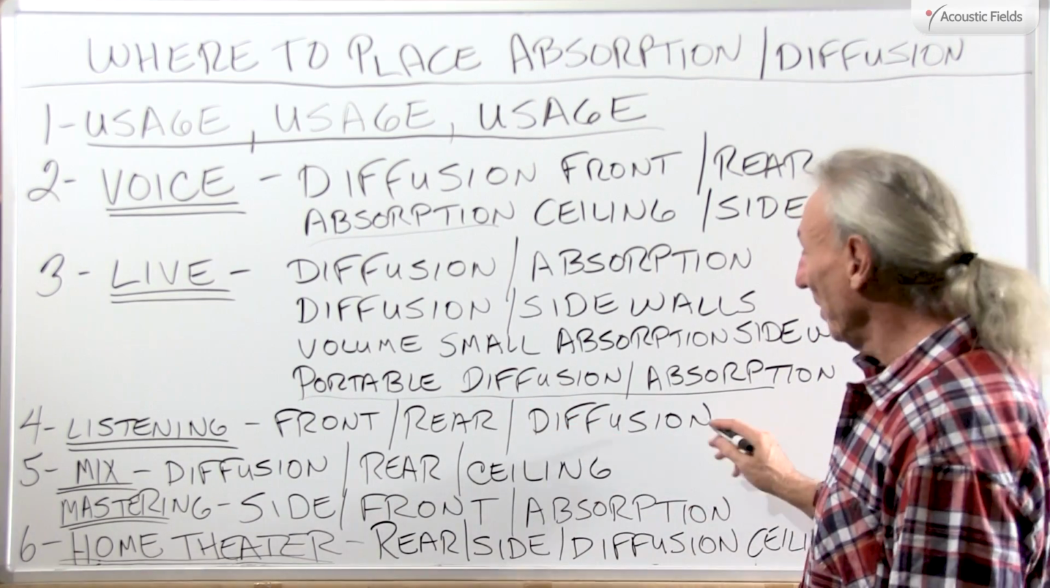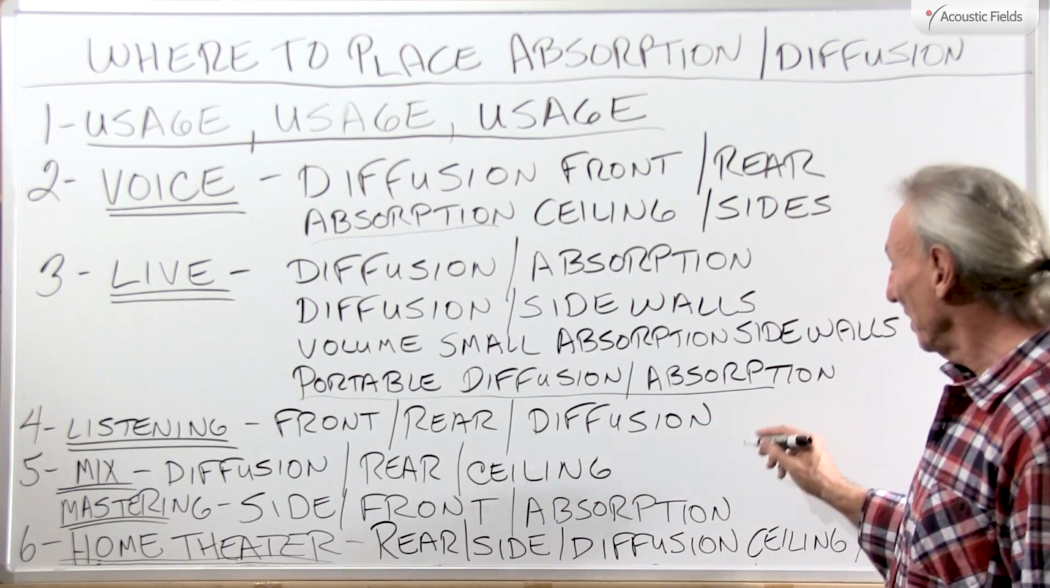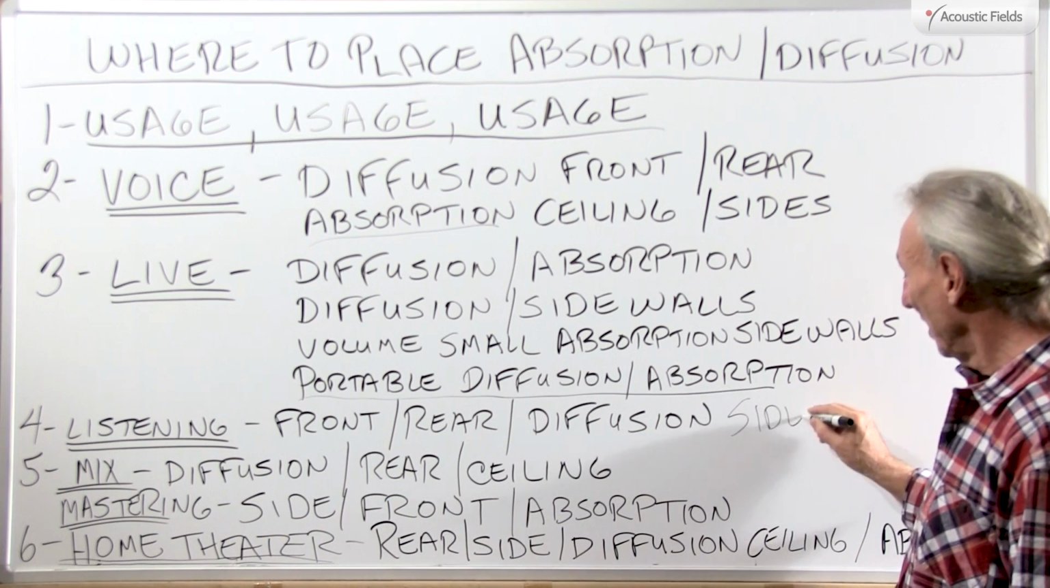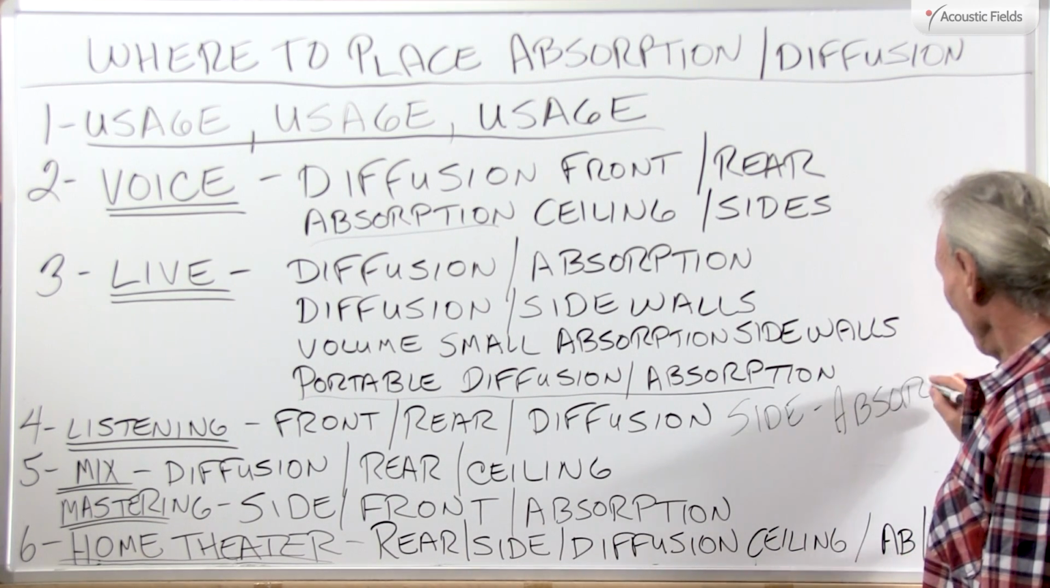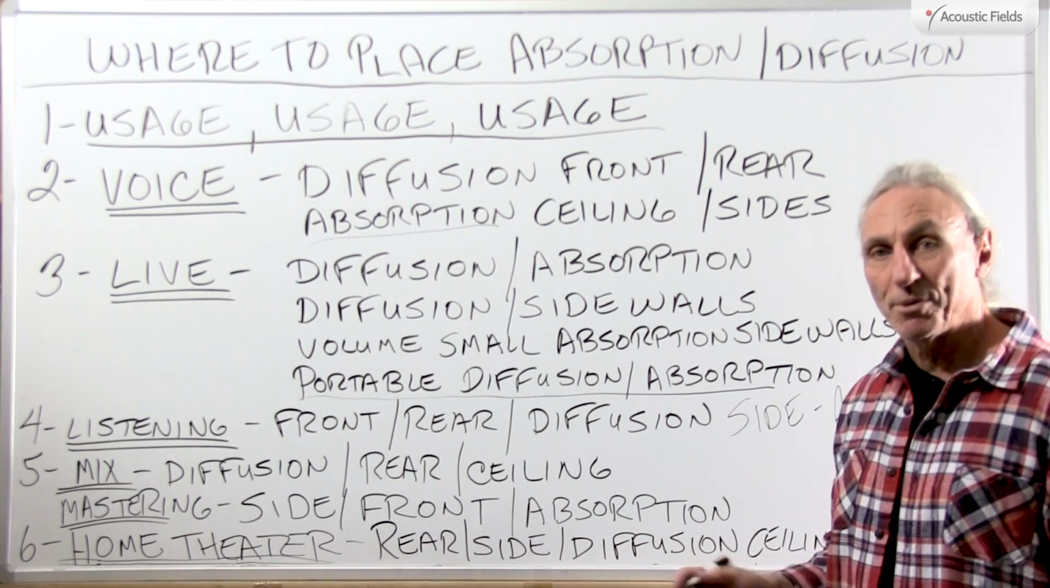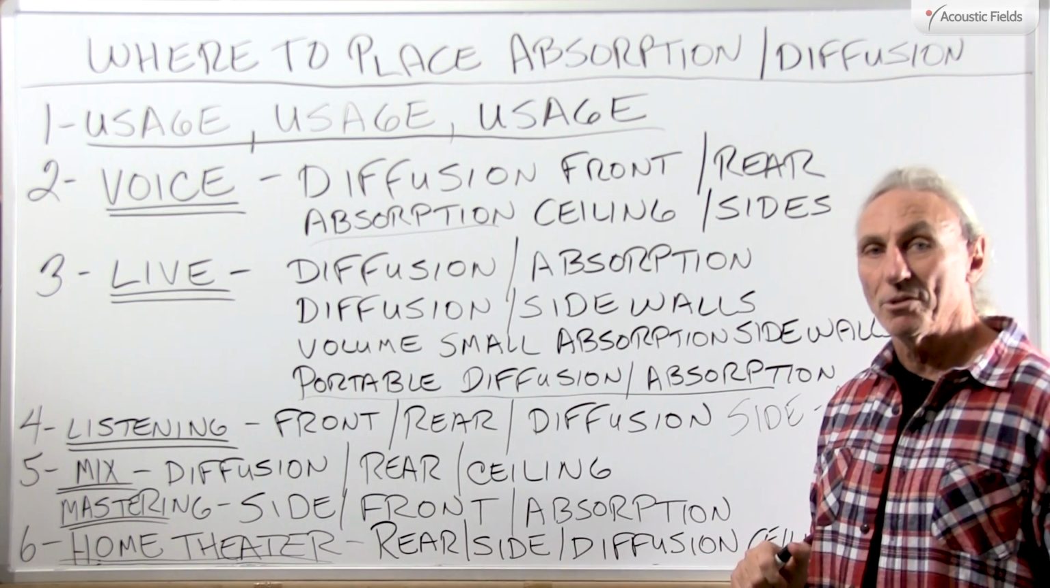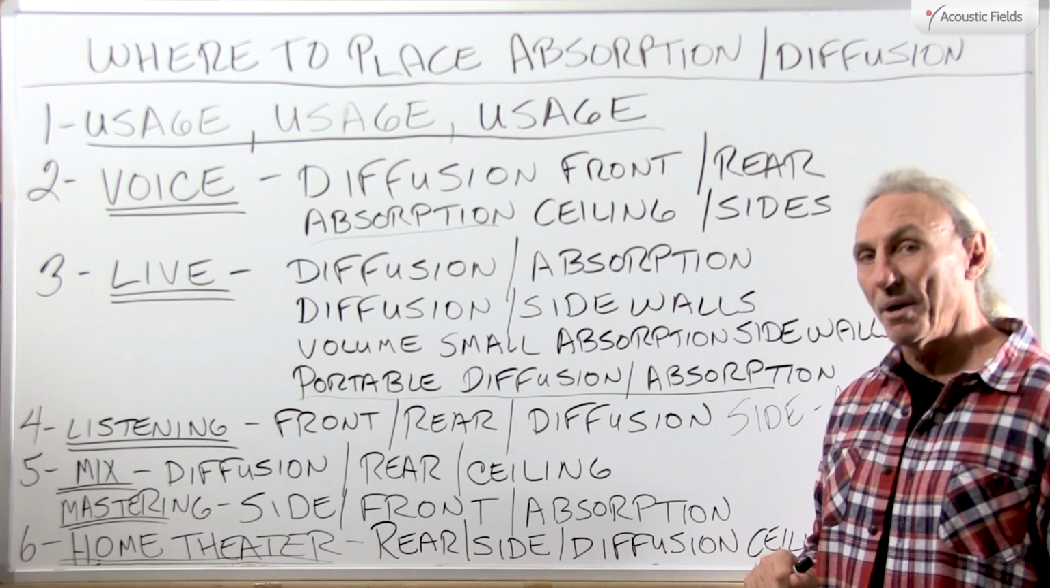So in our listening room, we have front and rear wall diffusion, and then our sides are going to be absorption. Now our ceiling can be a combination of diffusion and absorption, and just go to our Sacred Ground studios in Los Angeles and you'll see how all that works.